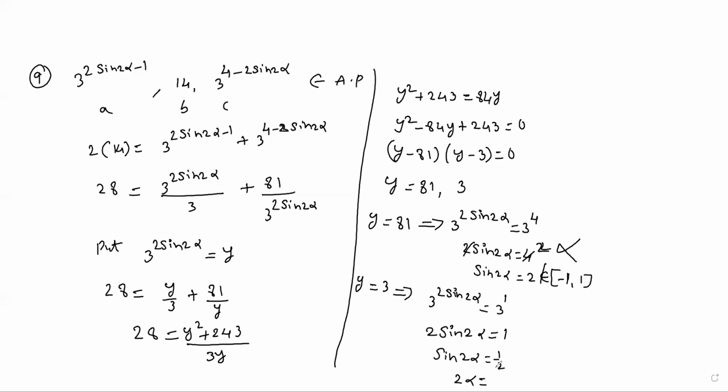2 alpha is equal to, sine of 1 by 2 at which angle? Pi by 6, that means 30 degrees. From this alpha value, pi by 12 you will get. Now alpha clearly we got. So what they're asking here, A6 we need to find out. Alpha we got, now we need to find out common difference.